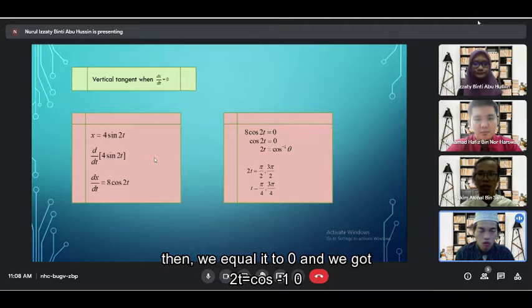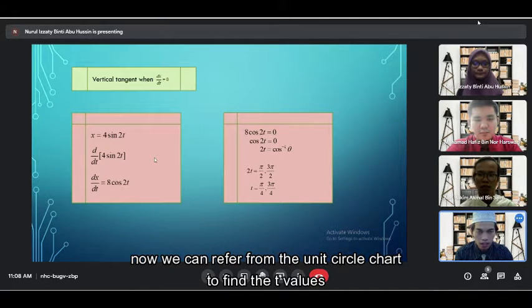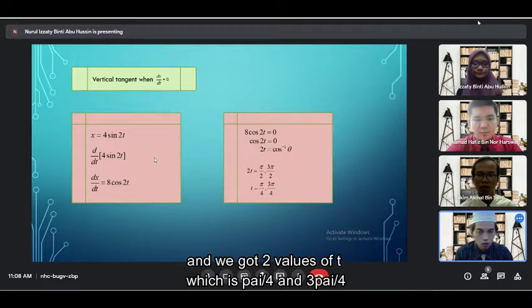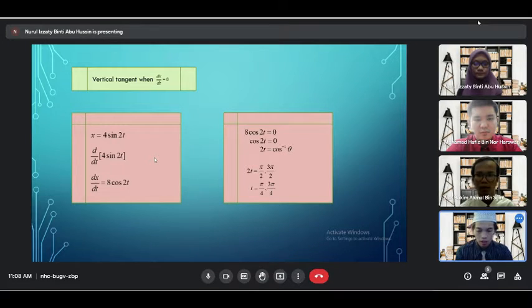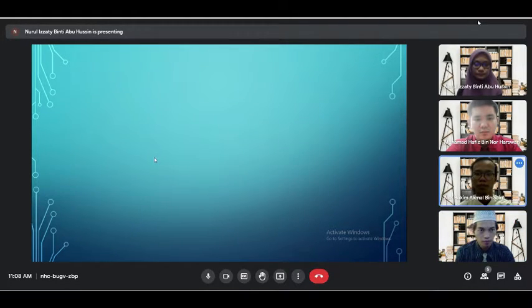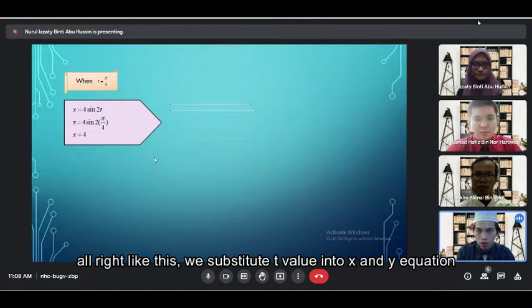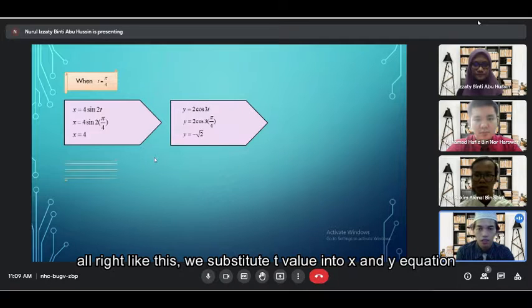and we got 2t equals cos inverse of 0. Now we can refer to the unit circle chart to find the t values. And we got 2 values of t, which are pi over 4 and 3 pi over 4. Now, we can substitute both values of t into the x and y equations. Alright, like this. We substitute the t values into the x and y equations.